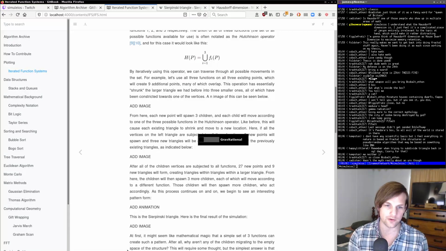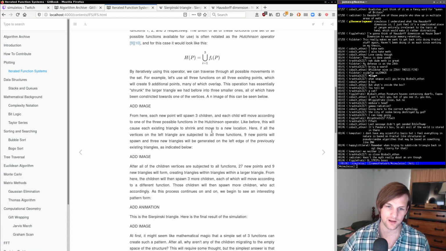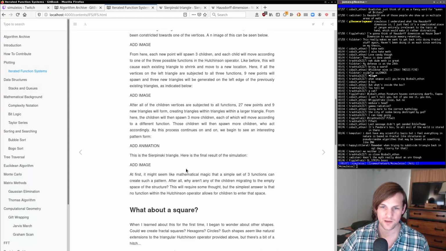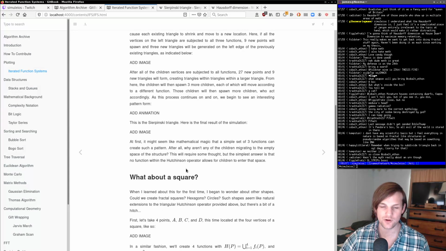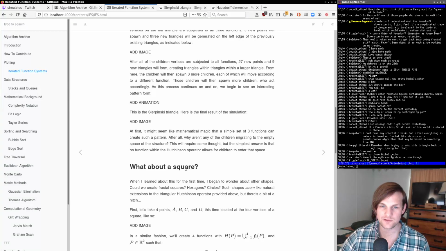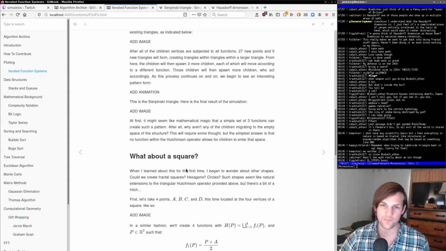Okay, so let's keep going. After all the children vertices are subjected to all functions, 27 new points and 9 new triangles will form, creating triangles within larger triangles. From here, the children will then spawn 3 more children, and each of which will move according to different functions. These children will then spawn more children who act accordingly. All these processes continue on, and we begin to see an interesting pattern form.